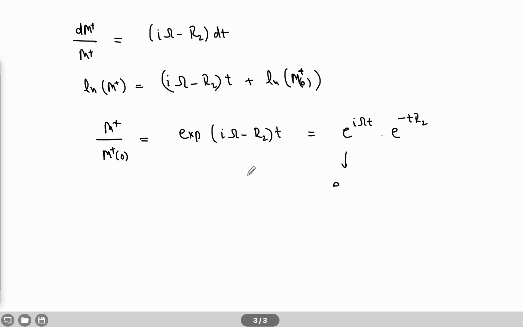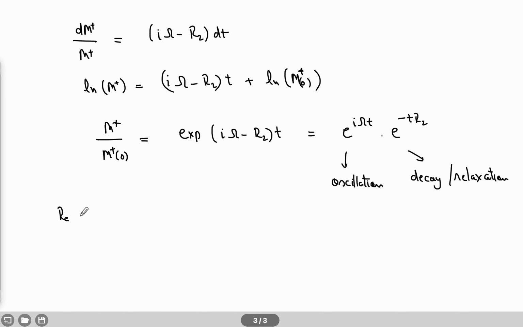Now this is the oscillation part of the NMR signal. So this overall is the NMR signal, right? So this is the oscillation part, and this is the decay part or the relaxation part. So as we have learned, the signal is oscillating with frequency offset Omega, and the signal is decaying with this rate R2, right?